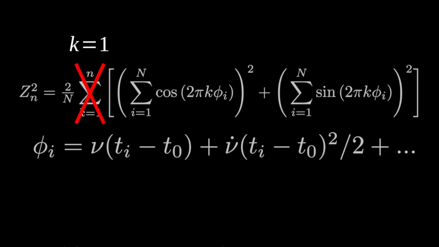But in this video today, what I want to explore is what happens when we introduce more than one harmonic with this Zn squared statistic.